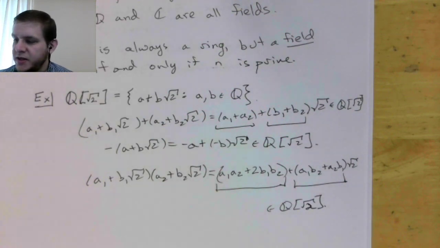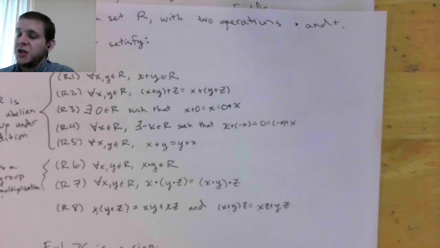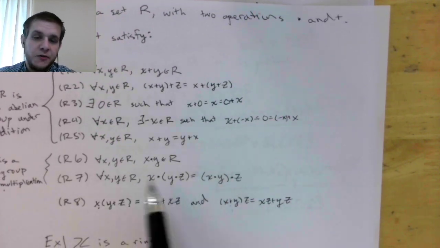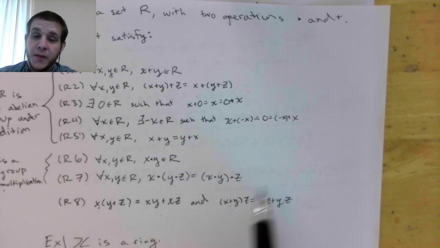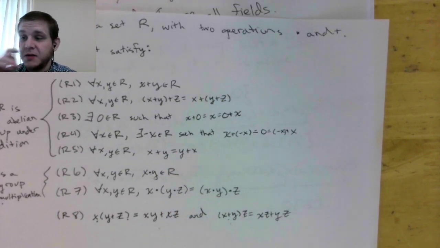So multiplying things keeps me inside Q adjoin the square root of 2. What else do I need to check? I need to check associativity. This is just going to follow from the associativity of real numbers, right? These are actually real numbers, so it doesn't matter how I group my multiplication.